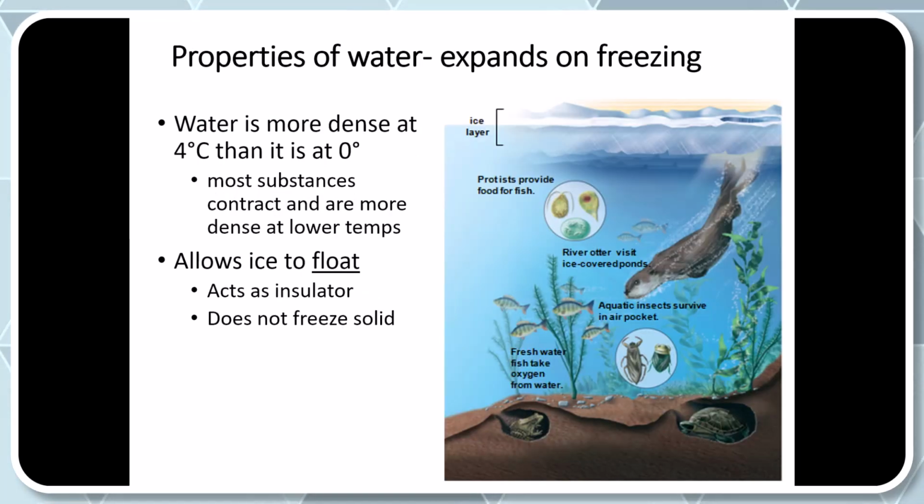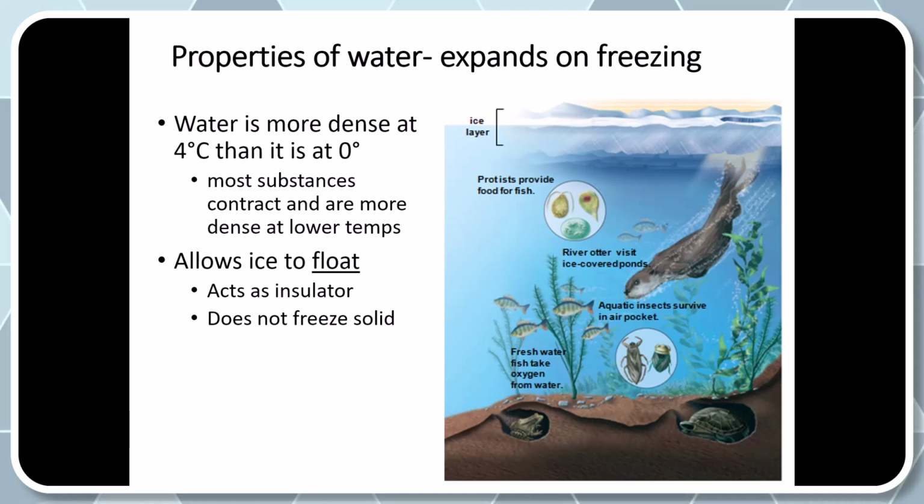So another property of water is that water expands on freezing. Water is more dense at 4 degrees Celsius than it is at 0 degrees Celsius. Most substances actually contract and are more dense at lower temperatures, but water is the opposite. It is less dense at lower temperatures, which you know this, right? Ice floats. But that is really a cool property of water because ice can act as an insulator.